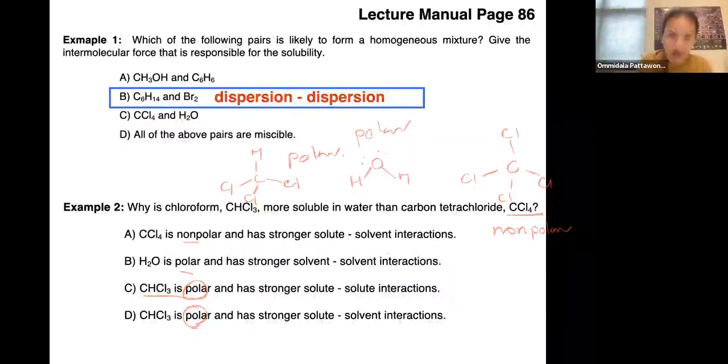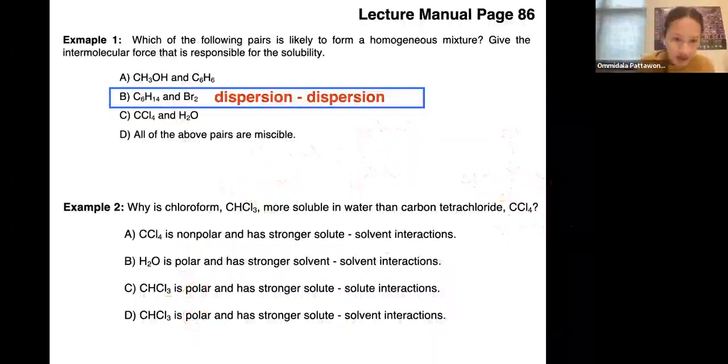So the last one is non. Now let's take a look at each choice. Okay, so let's take a look at A. A said that carbon tetrachloride is non-polar. Okay, so that's correct. And it has stronger solute-solvent interaction. That is not true, right? Because this is non-polar, this is polar. So the IMF between these two are not the same. So therefore, they are not going to interact with each other well. So the solute-solvent interaction would not be strong. Okay, so A is incorrect.